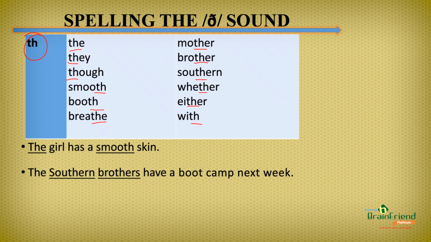Sentence 1. The girl has a smooth skin. We notice the sound in the and smooth. Lastly, we have: the Southern brothers have a boot camp next week. We have it in the words the, Southern, and brothers.